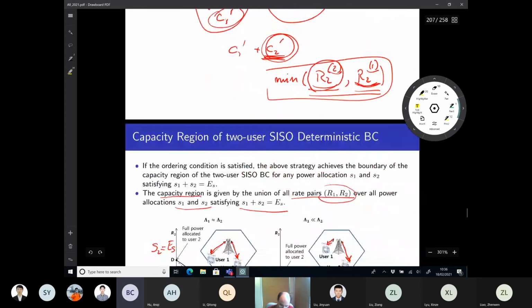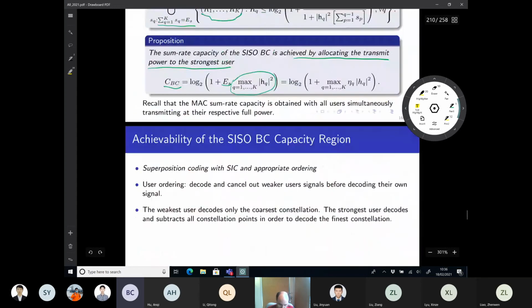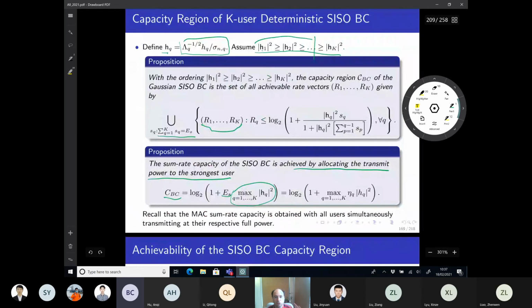So that means that when you want to maximize the sum rate, you actually don't need to transmit to multiple users at the same time. You transmit to only one user, the strongest one, which is very different from what we had in the MAC case, because in the MAC we actually transmit multiple users at the same time. Now we transmit only one user. So you can view this as a kind of orthogonal transmission, but this is only valid whenever you want to transmit at the sum rate capacity point. So when you want to maximize the sum rate.